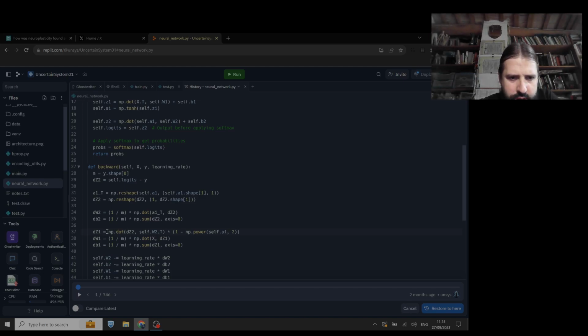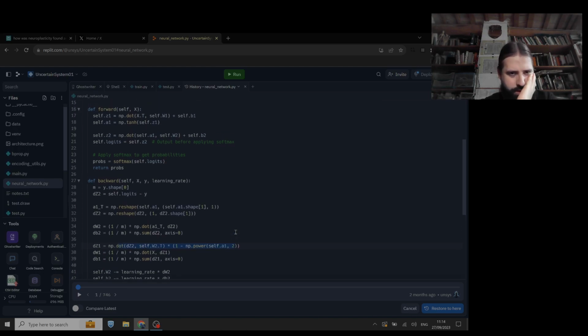This is the dot product and then times 1 minus np power of... this is definitely something. I'm not so sure if I still have this. But I was trying to see, was it like logits minus y? Was it really like this? It happened 2 months ago. I'm not so sure if this is what the original was.